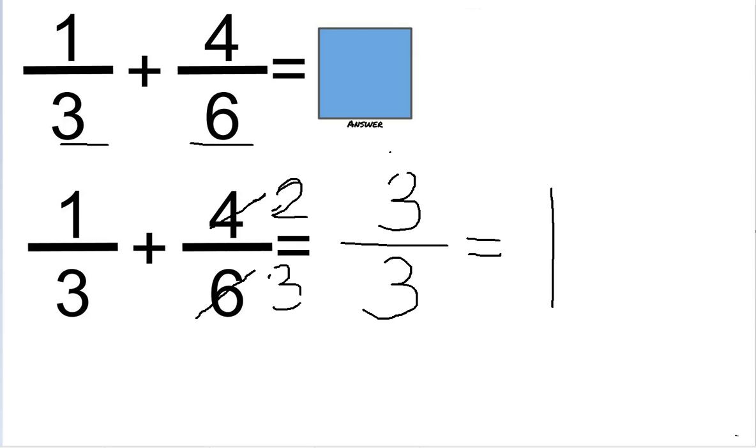So the actual answer to our problem is 1, although you probably got 3/3 or 6/6 to start, but that answer can be simplified or reduced to the number 1 whole.